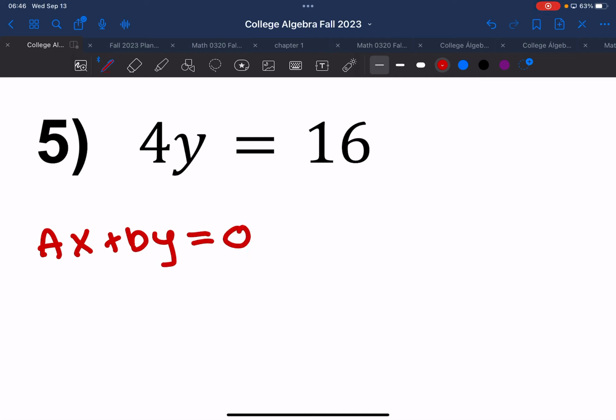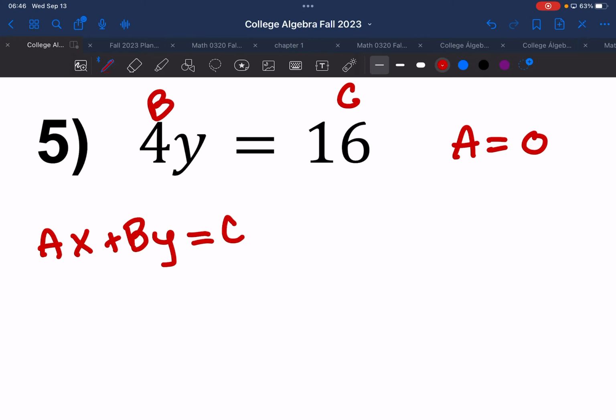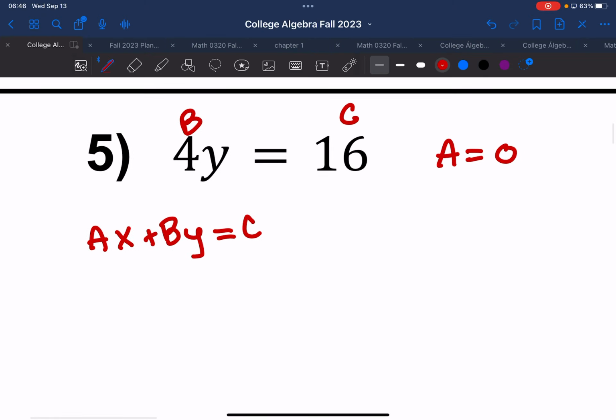This 4 is what letter? Oops, it's B. Sorry, I made a mistake here. And then the 16 is C. So that means we're missing A, so we assume that A is 0. So we could technically rewrite this as 0x plus 4y is equal to 16. So here we have our A, B, and C.